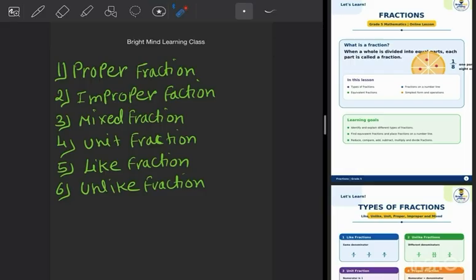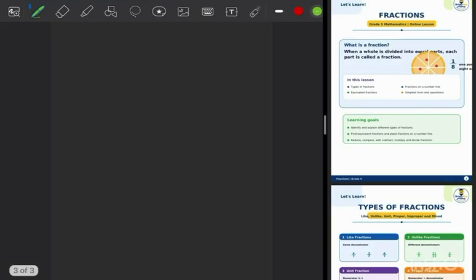There are 6 types of fractions. First is proper fraction, improper fraction, mixed fraction, unit fraction, like fraction and unlike fraction. These are all the basic fractions. So let's first understand about the proper fraction and improper fraction.